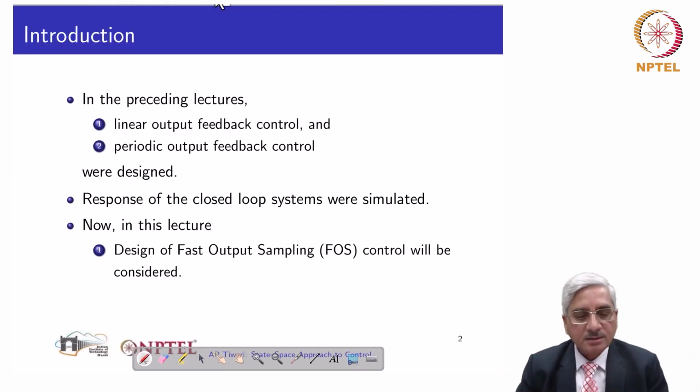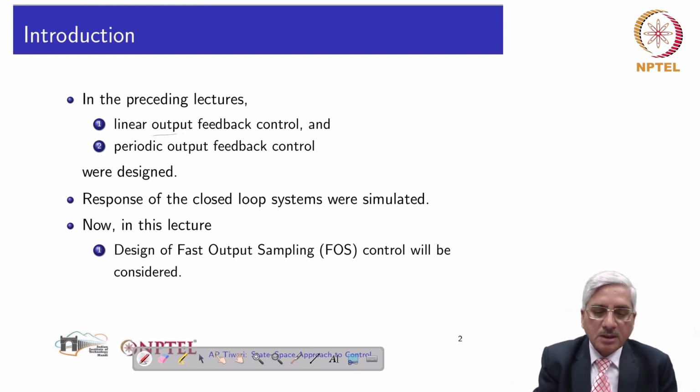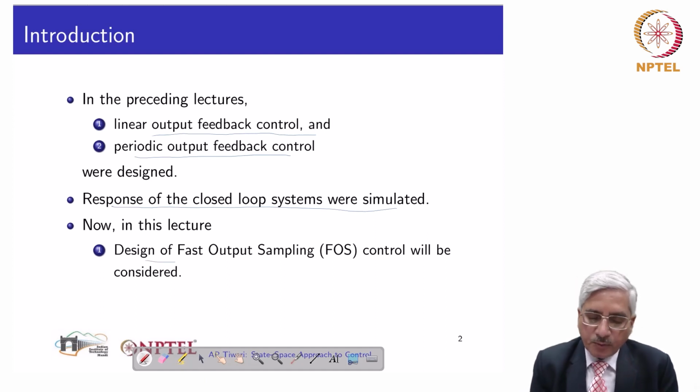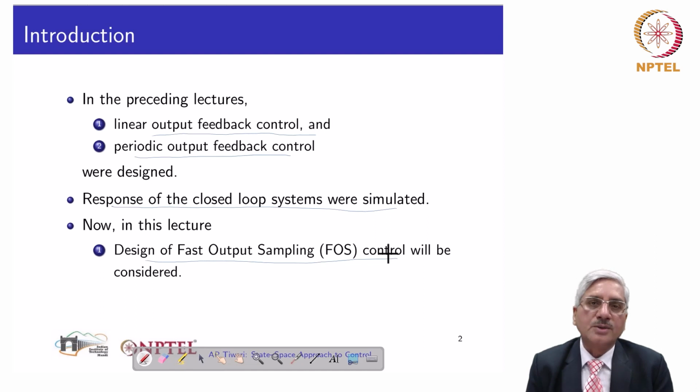We proceed ahead. So this is what we did in the preceding lectures. We considered first a linear output feedback control. Then we considered the periodic output feedback control. Both could be designed and both gave responses to the closed loop system depending upon the relative merits or demerits, which we saw. In this lecture, we are concerned with the design of fast output sampling control for the nuclear reactor, and it will be considered.